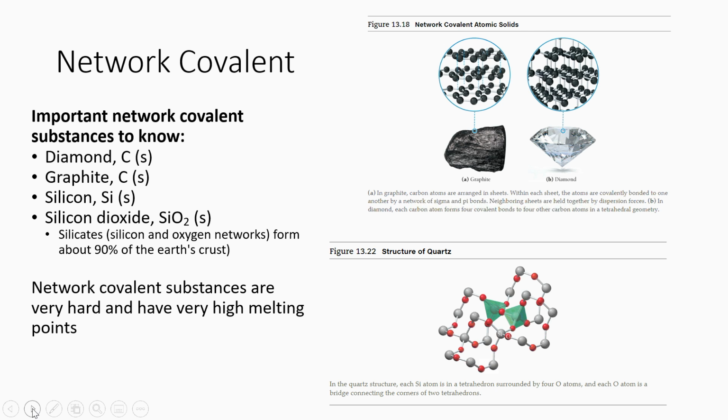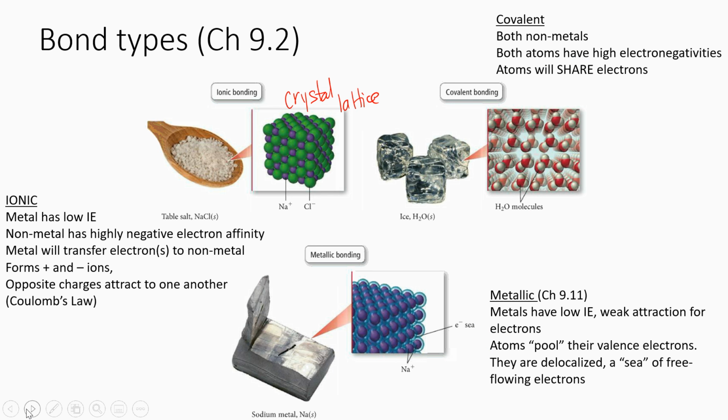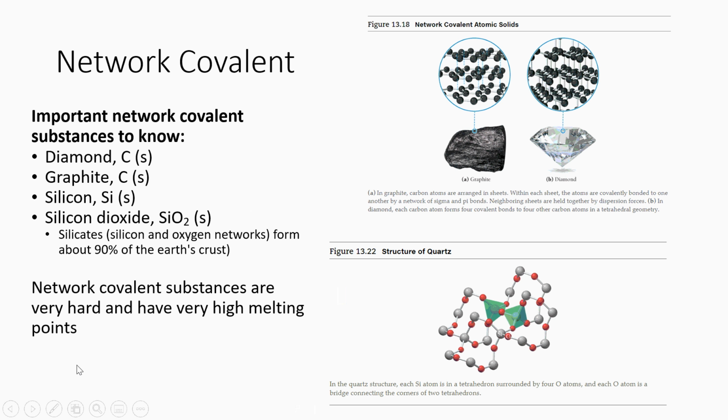Network covalent, notice how that wasn't really maybe represented in here. Network covalent, it's covalent bonding because your atoms are sharing electrons. But what's different about them is we don't form molecules. What we have here is this one really big network, like a big grid of atoms where each atom's covalently bonded to all the atoms around it. This gives network covalent substances very high melting points, makes them very hard.